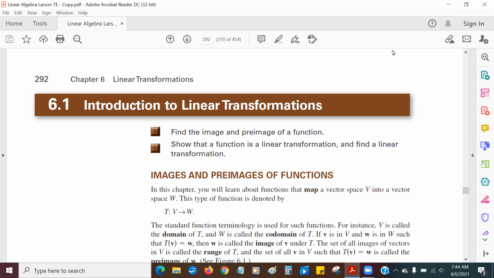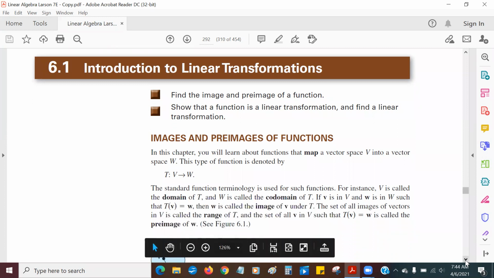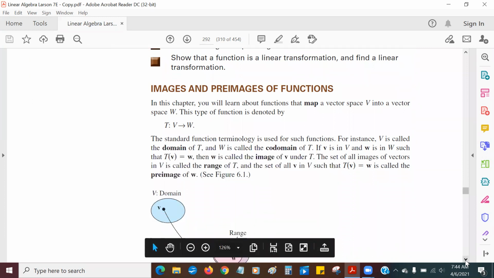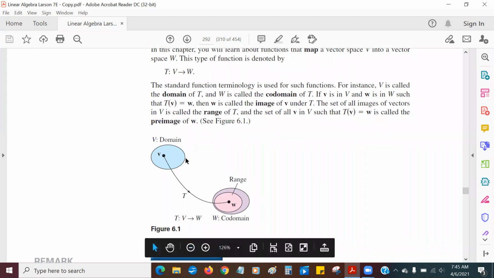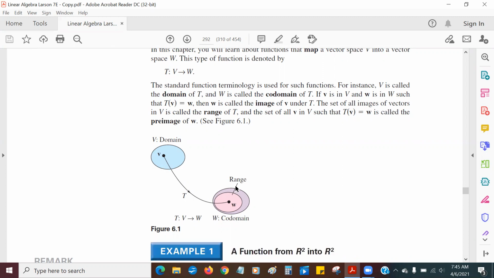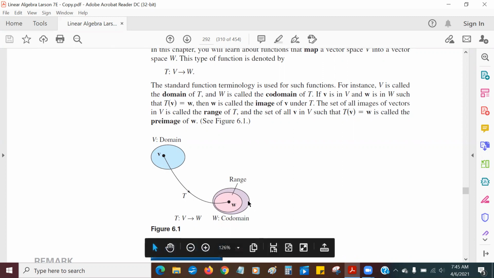Anyway, it's a function that maps a vector space V into a vector space W, which basically means, a map is just a fancy word for a function, and it maps something. So here's my domain V. The vector space V is my domain. The vector space W, that's the larger oval here, is my codomain, and the smaller oval is the actual range.